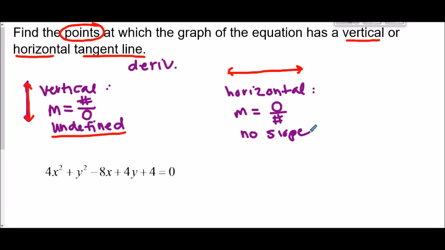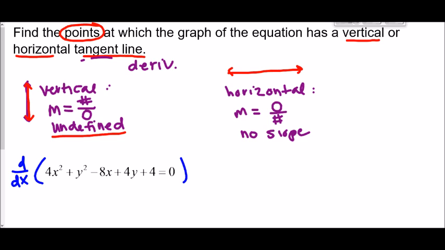So we need to find these two things. In order to find our tangent lines, if they're vertical or horizontal, we need to find the slope. Slope of the tangent line, derivative. So we need to take the derivative of this equation. So we're taking the derivative of 4x squared plus y squared minus 8x plus 4y plus 4. Okay? This is pretty much as long as it gets. But we don't have any product rules in this problem, which is nice.